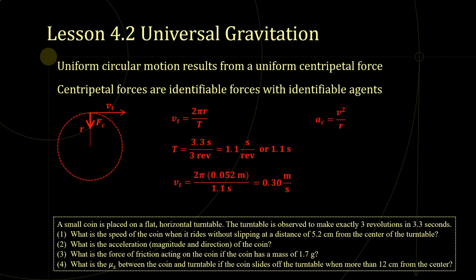All right, for number two, what is the acceleration of the coin? Well, the acceleration of the coin is going to be centripetal. It's pointing toward the center of the circle. Because it's moving around at a constant speed, the tangential velocity magnitude is staying the same, but that tangential velocity direction is changing. The only way anything can ever change direction is if it's accelerated because its velocity is changing.